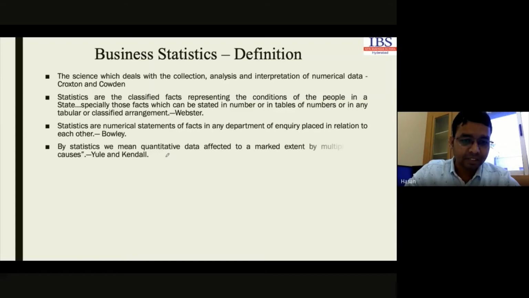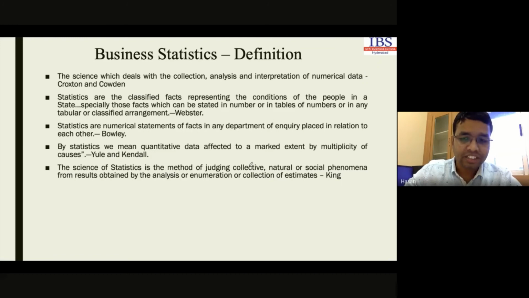They define statistics as the quantitative data affected to a marked extent by multiplicity of causes. Okay. Another definition. This is nothing complicated. You just remember the definitions here. What do you mean by statistics?